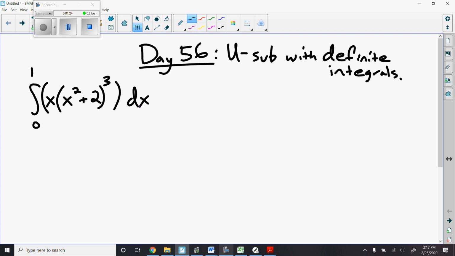When we look at this, hopefully you're getting better and better at choosing your u's. Again, I want to look for something, u, that's like the g, and its derivative shows up somewhere else, g prime in our chain rule. So I want u to be x squared plus 2 here, because then my du will be 2x dx.